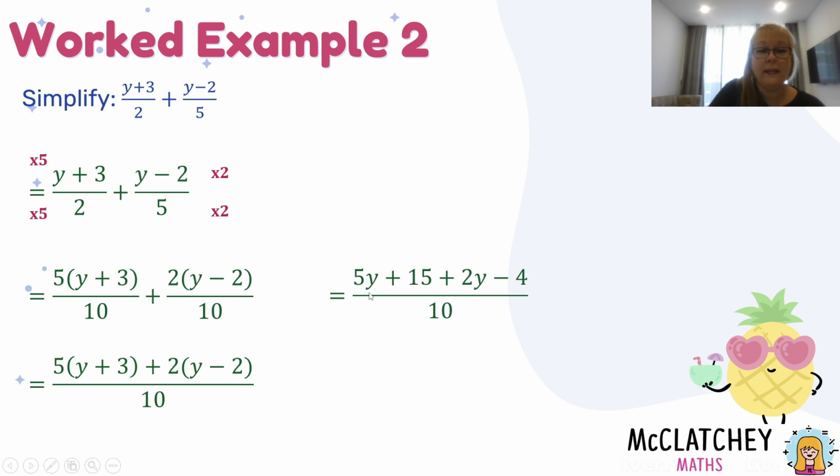5 times y gives me 5y. 5 times 3 gives me 15. 2 times y gives me 2y. And 2 times negative 2 gives me negative 4. So now that I've got this in this form, I can do some simplifying. I can collect some like terms from the top here. 5y plus 2y makes 7y. 15 take away 4 makes 11. So I've simplified this now to 7y plus 11 divided by 10.